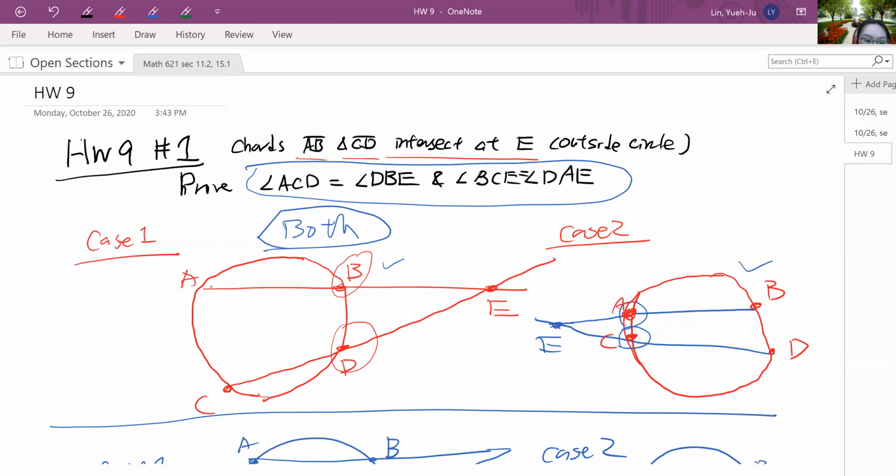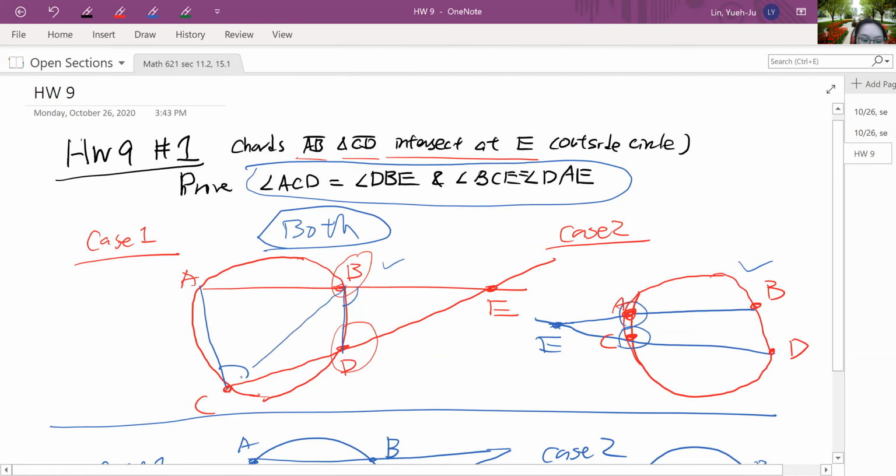I want ACD, right? ACD equal to DBE, right? And then BCE is going to equal to DAE, right? So one picture will be like this.